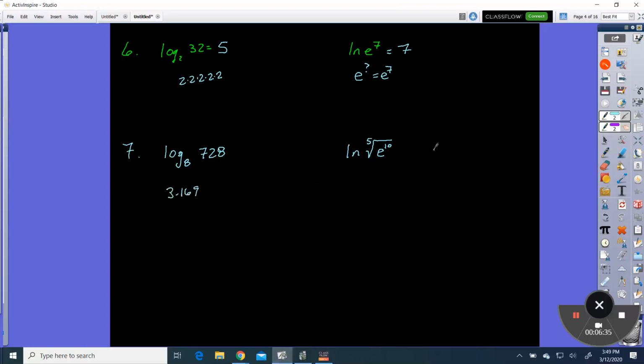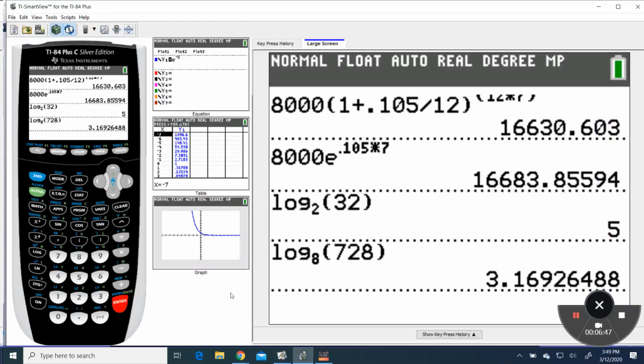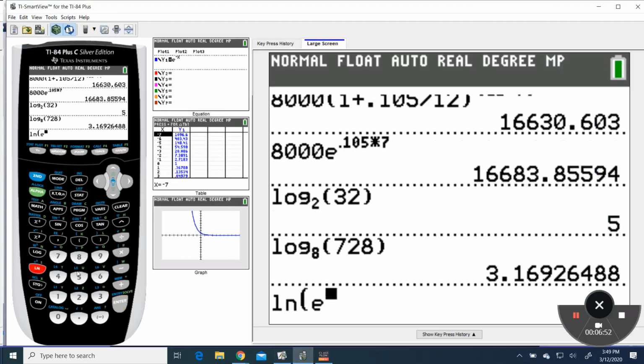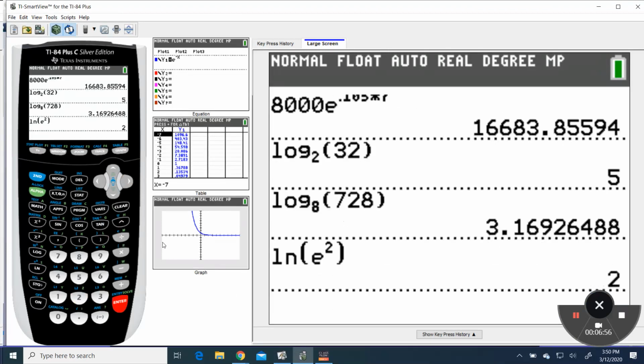The next one, you need to realize that this says the 5th root of e to the 10th. So how many groups can I make out of 10 groups of 5? I can make 2 groups. So this is the same as ln of e squared. So that's just 2. Again, if you really wanted to, you could do that on your calculator of e squared. And it's 2. Or you could have done it with the other stuff as well.